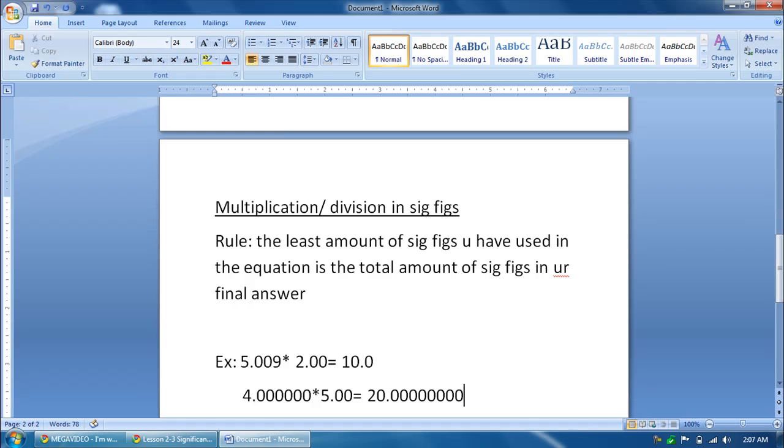Now let's look at what the rule says. The least amount of sig figs you have used in the equation is the total amount of sig figs in your final answer. So you have 8 sig figs here because trailing zeros are counted as sig figs, and you have 3 sig figs here because these two zeros are trailing. So this 3 sig figs is the lowest amount of sig figs you have in this equation. So your final answer should be in 3 sig figs.